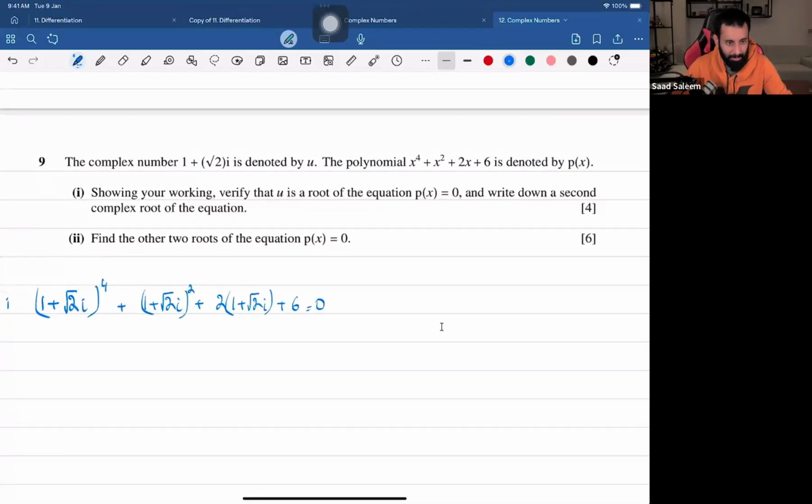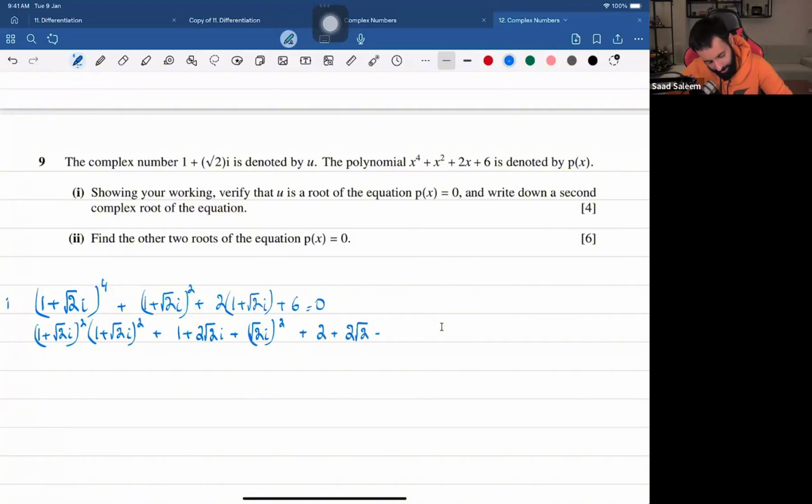Now, how do I expand 1 plus root 2 iota, the whole thing to the power 4? The answer is that I don't. Instead, I do (1 plus root 2 iota) squared into (1 plus root 2 iota) squared. Let's expand (1 plus root 2 iota) squared in this step: 1 plus 2 root 2 iota plus root 2 iota squared. And what is root 2 iota squared going to be equal to? That's 2 iota squared, which means it's equal to minus 2.